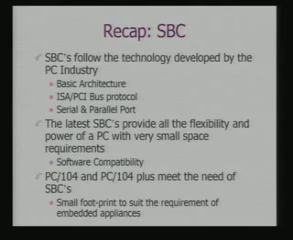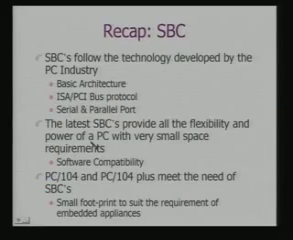Single board computers are nothing but a PC put onto a single PCB. So, that single PCB satisfies all the basic characteristics of a PC architecture. The bus which runs on that board is typically ISA bus or PCI bus that we had studied earlier, and you have serial and parallel ports. In fact, SBCs provide all the flexibility and power of a PC with very small space requirements.